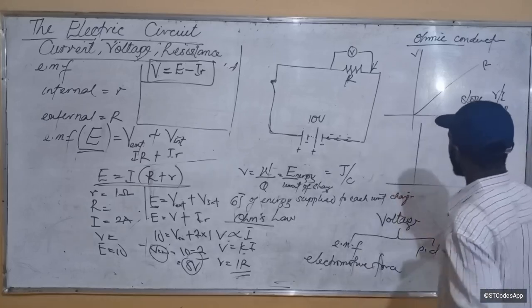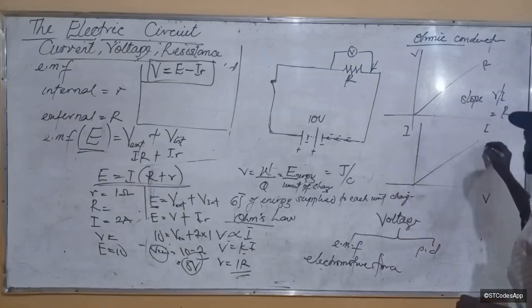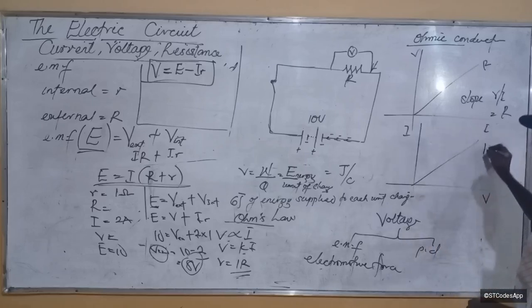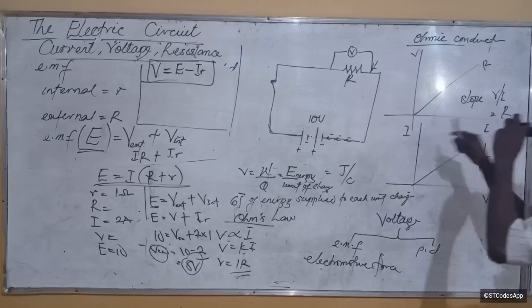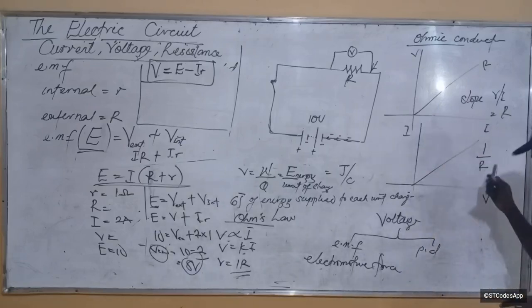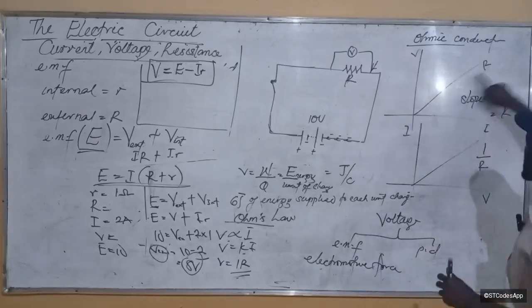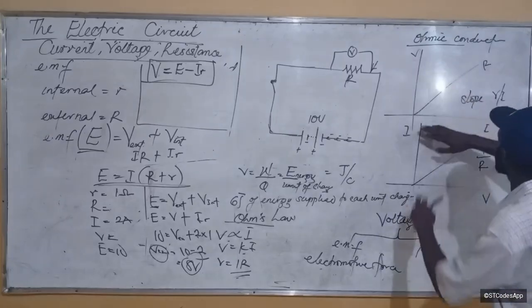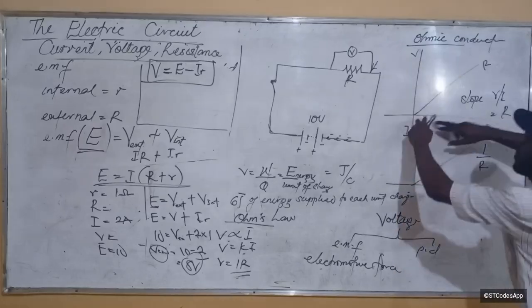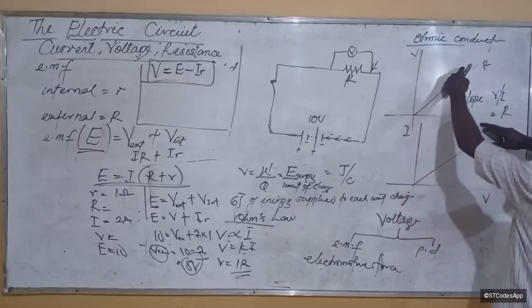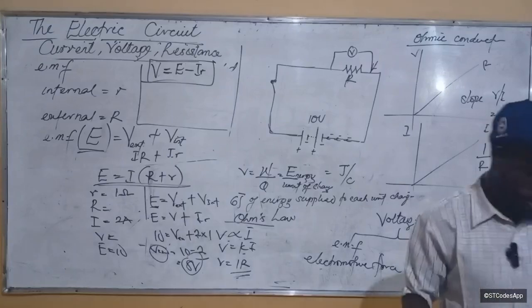But what if I now change this graph like this? I have I here, I have V here. So the slope of this graph is going to be the inverse, that's 1 over R. Yes or no? So the slope of an IV graph is the inverse of resistance. For an ohmic conductor, you will see that it's a straight line, showing that as the voltage is increasing, the current is also increasing, meaning that the resistor is using more and more energy. Do you understand? Okay?